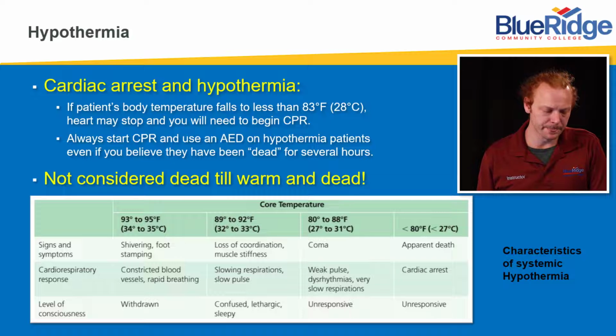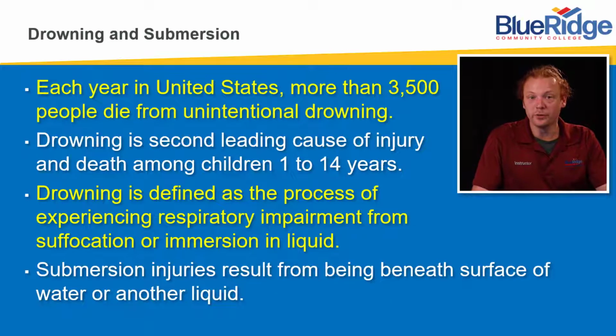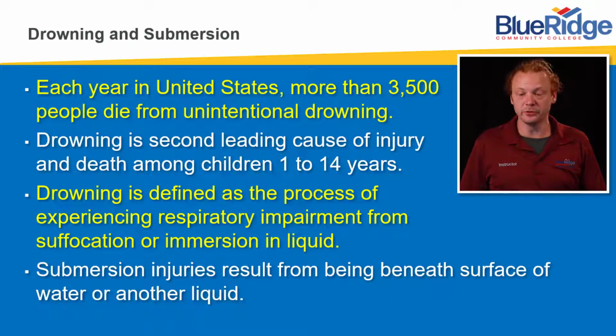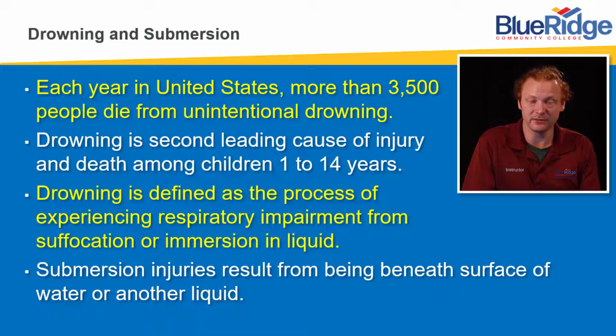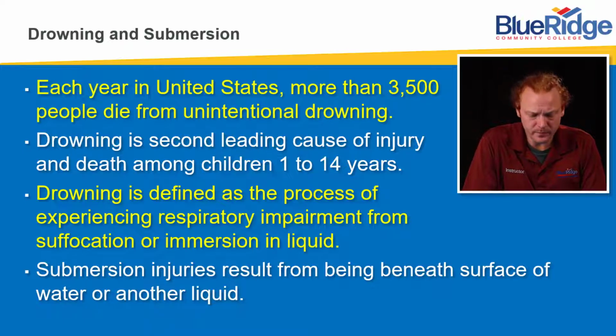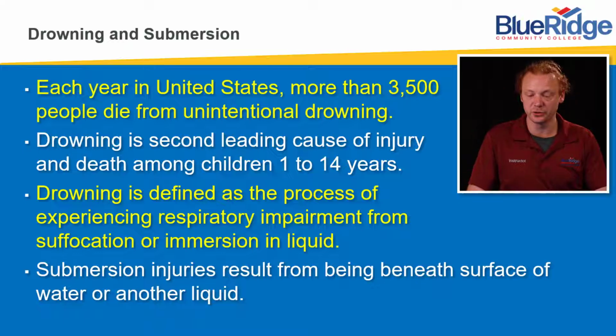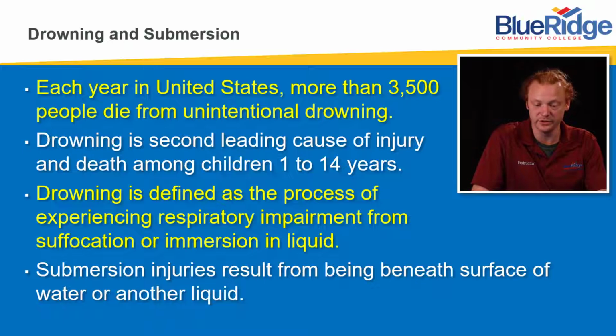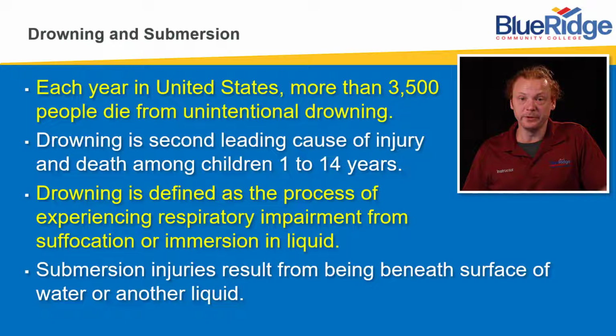Each year in the United States, more than 3,500 people die from unintentional drowning, approximately 10 deaths per day. An additional 12,000 people are hospitalized because of injuries resulting from submersion in water. Drowning is the second leading cause of injury and death among children between 1 and 14 years of age. Alcohol consumption and drug abuse are contributing factors in many cases of drowning involving teenagers and adults.